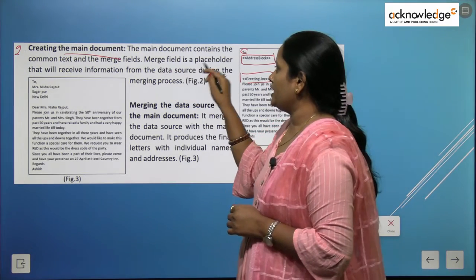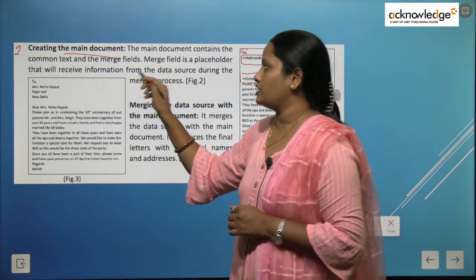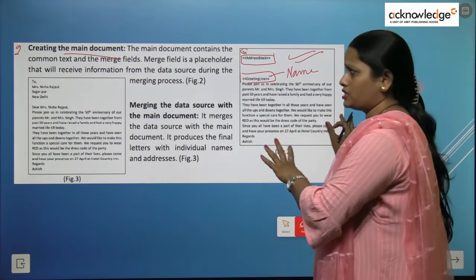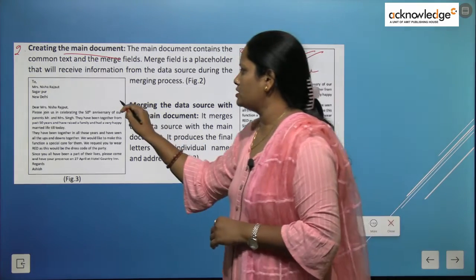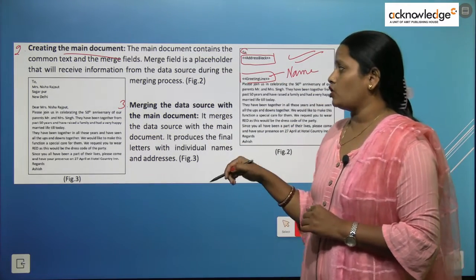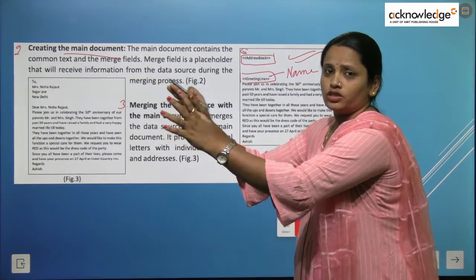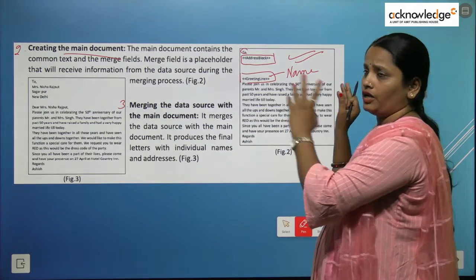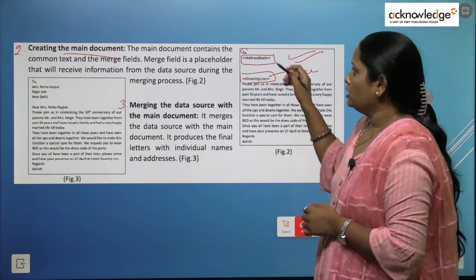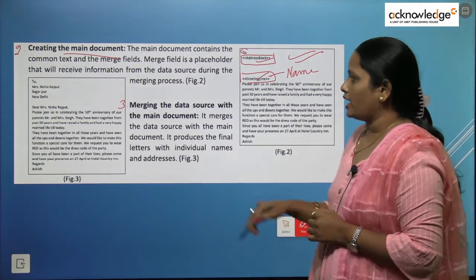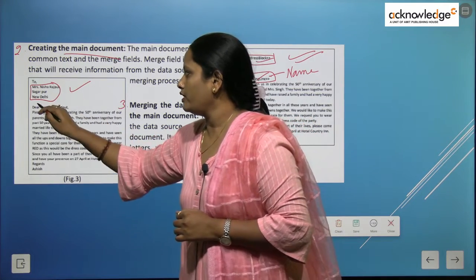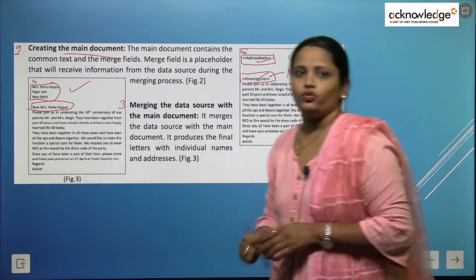The merge field is a placeholder that will receive information from the data source during the merging process. Now this was our second step. After completing this, this is our third step. And what is it? Merging the data source with the main document. Now I have the data source and I have the main document and now I am going to merge both of them. So here this area and this area were blank and in this picture we can see this area is filled and this is also filled.